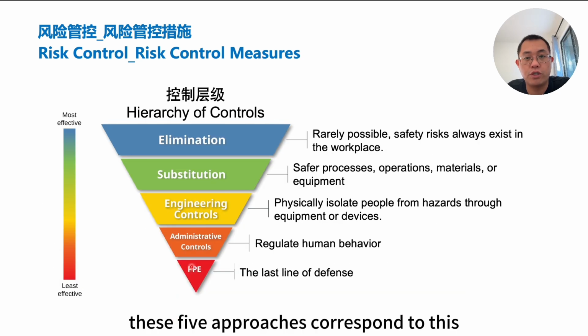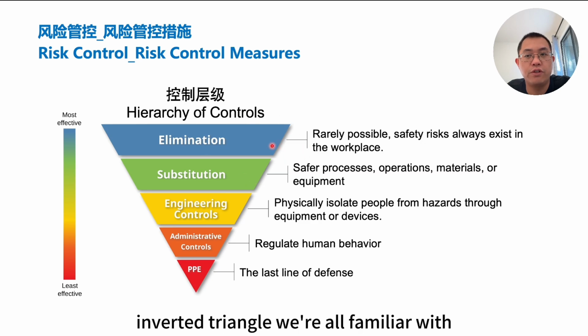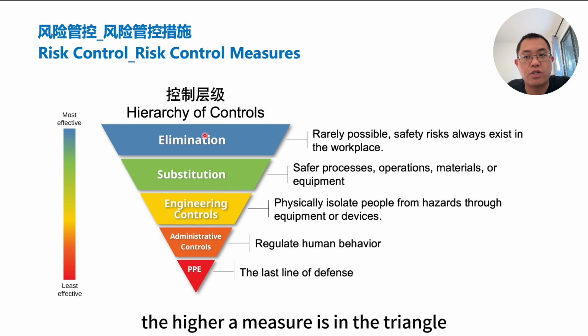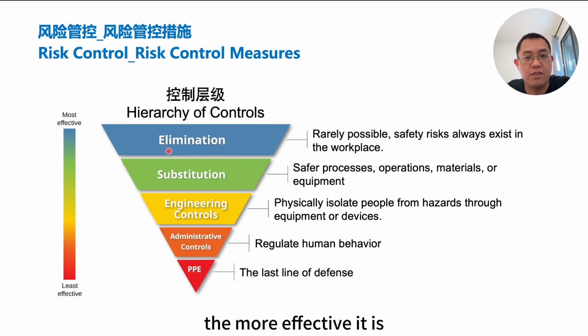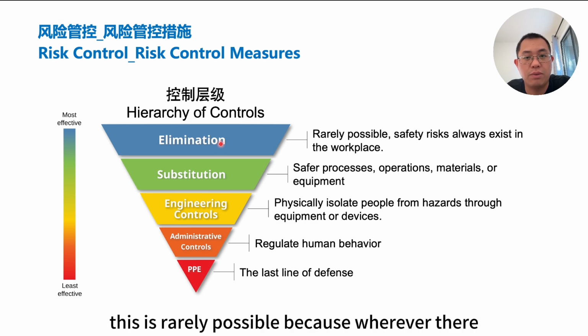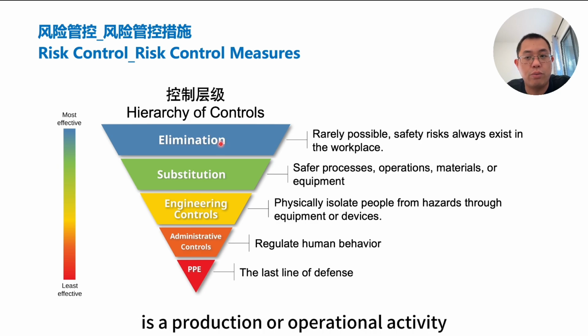These five approaches correspond to this inverted triangle we're all familiar with, the hierarchy of controls. In this triangle, the higher a measure is, the more effective it is. So that's why we always prioritize the controls at the top. First, we ask whether the risk can be completely eliminated. However, this is rarely possible because wherever there's a production or operational activity, there will always be some level of risk. And if elimination isn't feasible, then the next step is substitution.